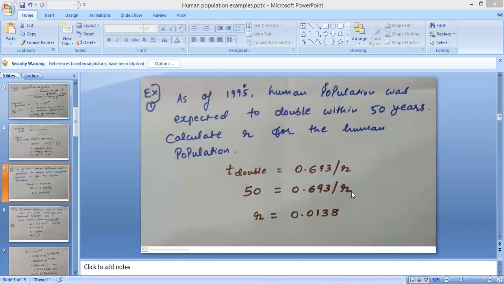When I isolate r on one side, I have to do the calculation of the remaining terms, that is 0.693 divided by 50. It will give me 0.0138. This is the value for r. If I am representing it as a decimal, it is okay, but if I want to mention it as a percentage, then I have to multiply it by 100 and put the percentage sign. So quickly note down.